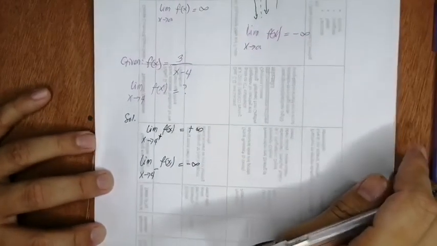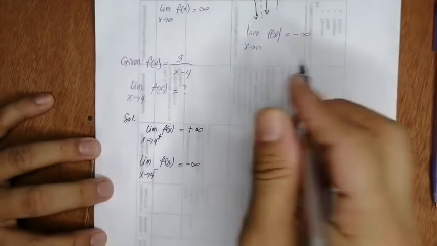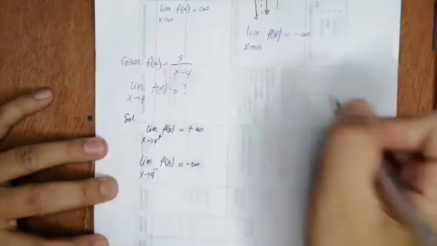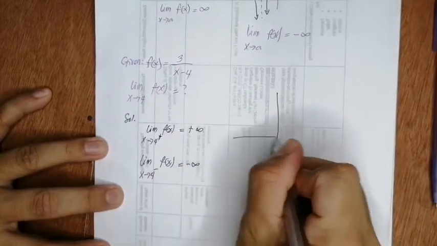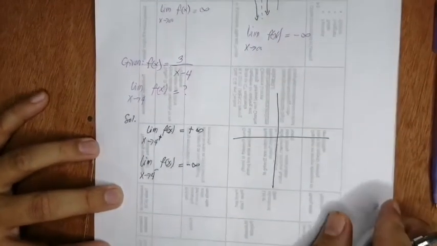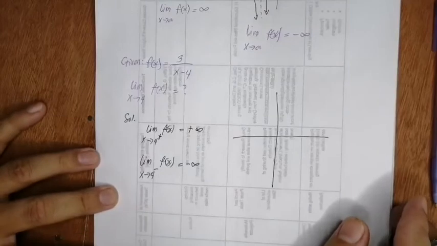Okay? Now, in fact, we can sketch the graph of this function. Since ito ay rational function, pag graph natin yan, kukunin natin ang kanyang vertical asymptote.